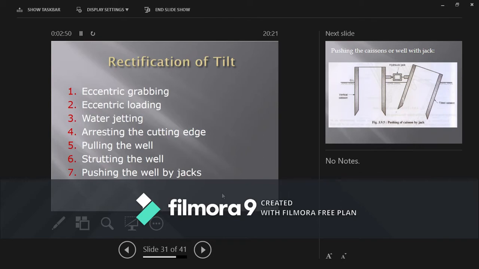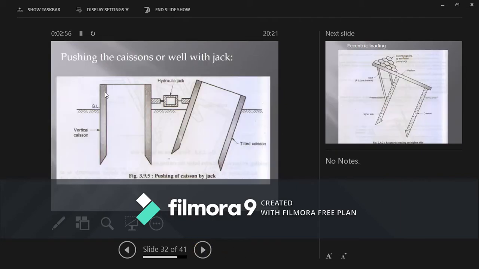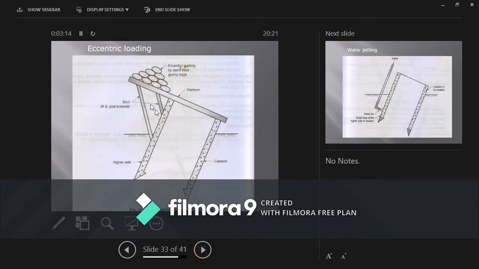Rectification of tilt. So there are different methods of rectification of tilt. We see one by one here. So first one, pushing of the caisson or well with the jack. So you can provide a hydraulic jack like this. So this is the well which is experiencing the tilting here. So one can apply a hydraulic jack and try to pull on the other side of the tilt, so that it can make it vertical.